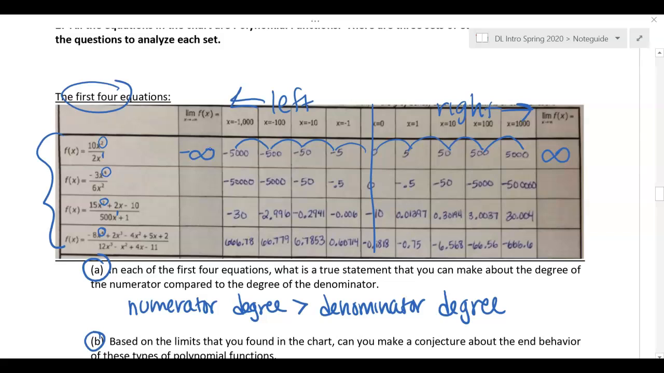So I want you guys to pause the video for a minute, and I want you to see if you can fill in all of the different end behavior values here, and then I'll have the answers in, and then you guys can see what the answers are.